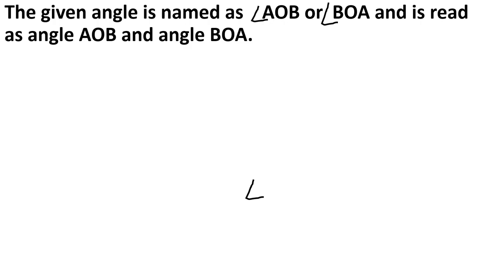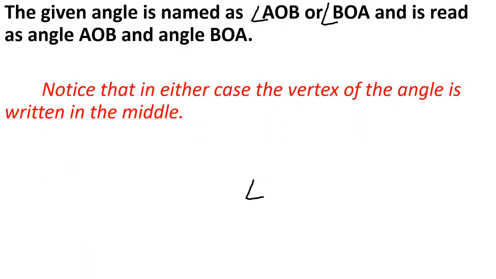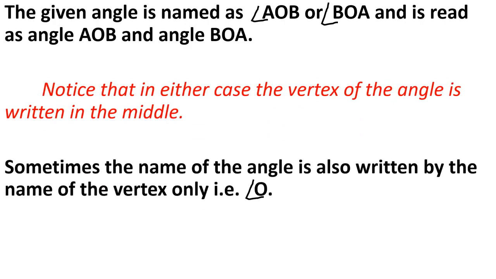Sometimes the name of the angle is also written by the name of the vertex only. What is the vertex? Vertex is O. So sometimes we write angle O only, rather than writing the full name.